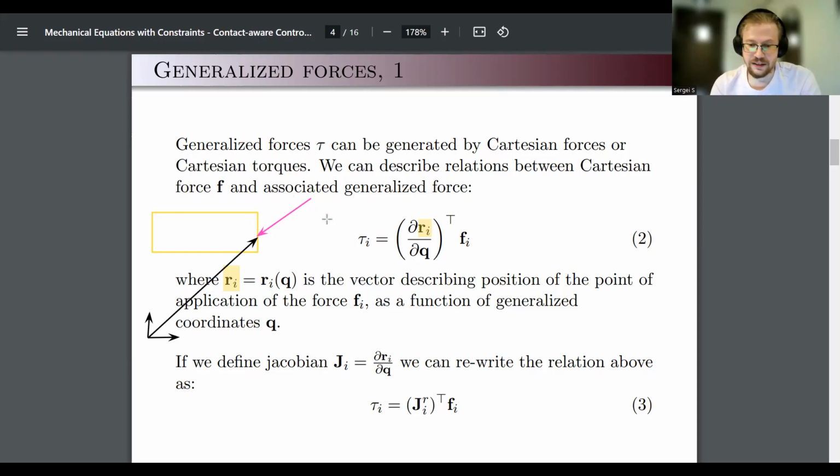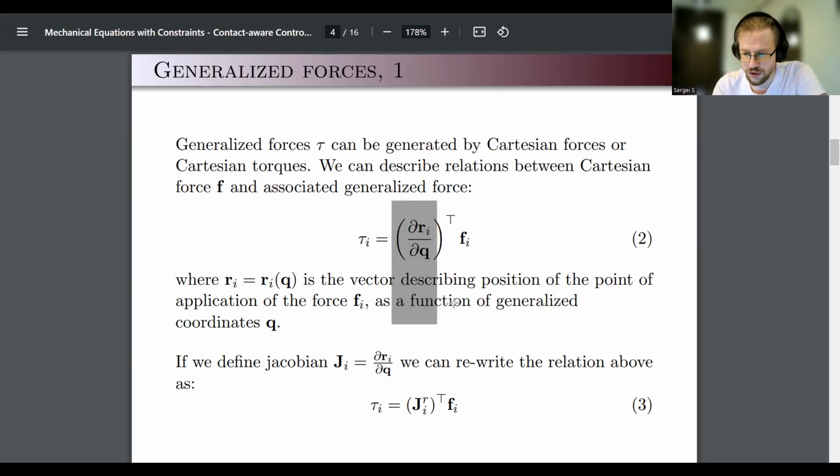So this is what we want here. Ri is the position of some point on the robot, on the mechanism, which is described as a function of generalized coordinates. And we take the Jacobian of this point, so take a partial derivative. And that partial derivative transposed, notice, it is transposed here, if multiplied by Cartesian force, produces generalized force.